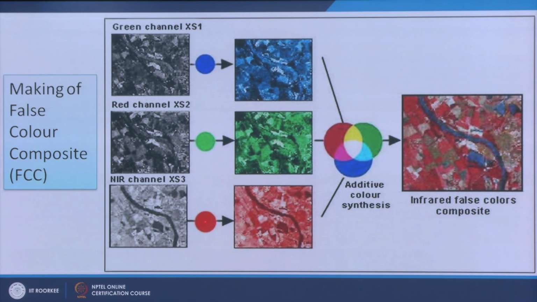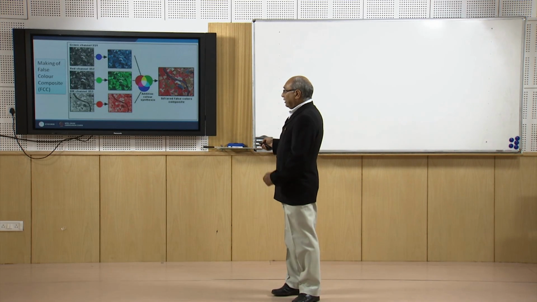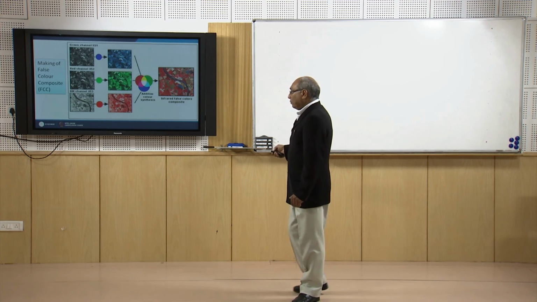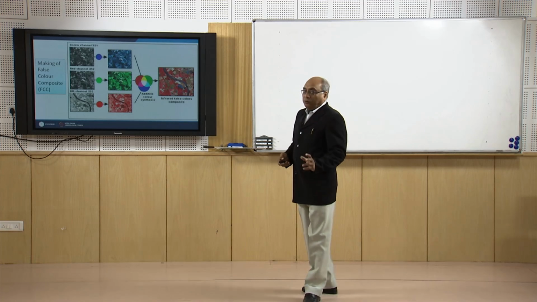Because of this, everything is becoming false: the green channel is assigned blue color, the red channel is assigned green color, and near infrared is assigned red color. The color composite created through this additive color scheme, these kinds of color images, can be created using satellite images. But because we are not putting the corresponding color, like for green we are putting blue, for red we are putting green, and for infrared we are putting red, we call them false color composites.